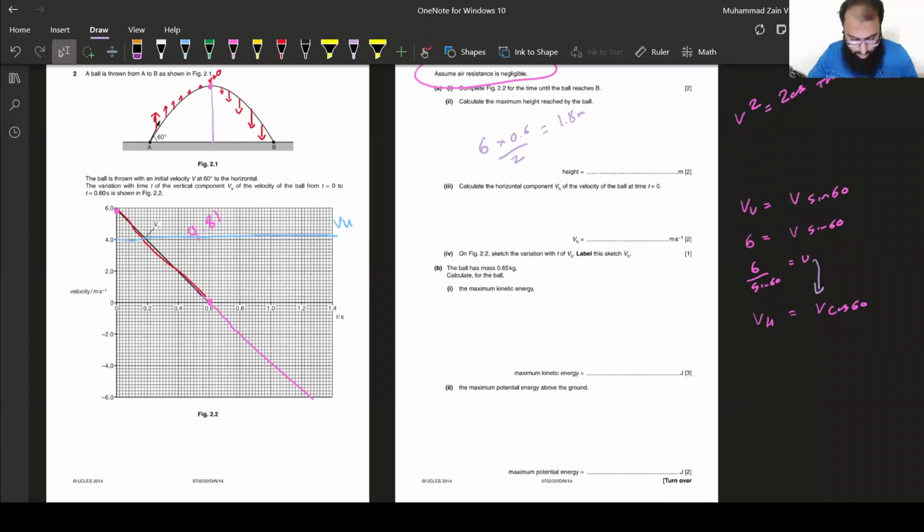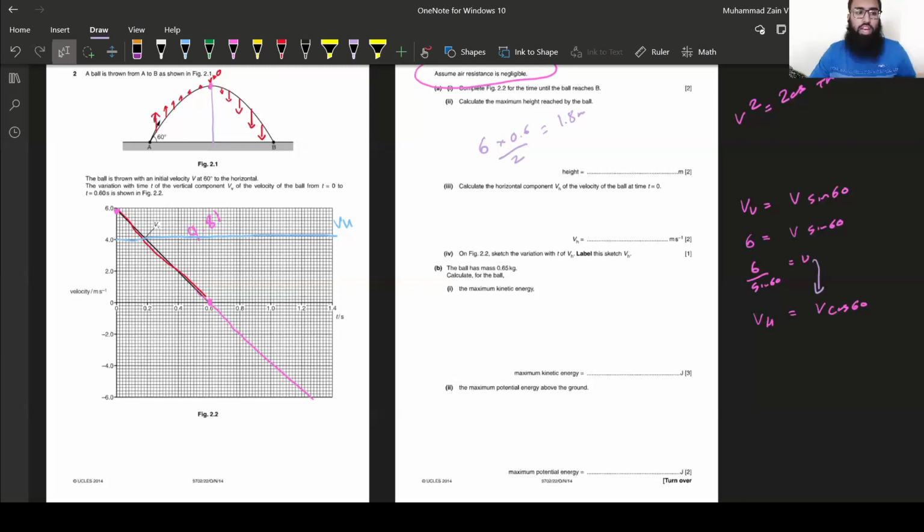The ball has mass 0.65 kilograms. Calculate for the ball the maximum kinetic energy. So the thing about maximum kinetic energy is, it is at the point where the velocity is maximum, not the components of velocity, not the vertical component, not the horizontal component, rather the sum of the horizontal and vertical component, which you obviously get by applying Pythagoras theorem. So the vector sum of both those quantities, whenever they're maximum, I'll have my kinetic energy maximum at that point.